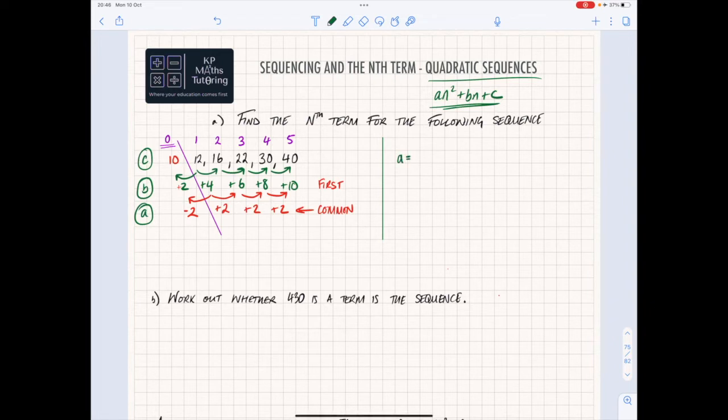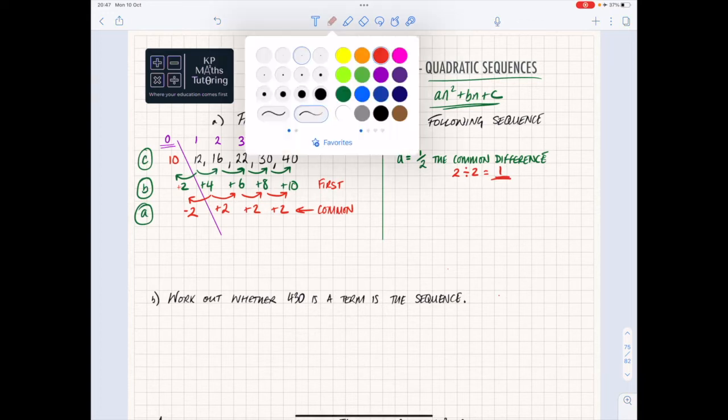The first thing you need to remember is A is half the common difference. Now remember what we said, the common difference is that bit that stays the same, and in this case my common difference is 2. So you're going to do half of 2, so 2 divided by 2, which is 1. So we're saying A becomes 1.